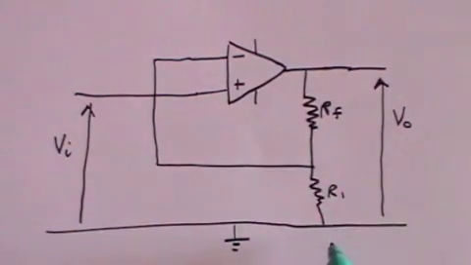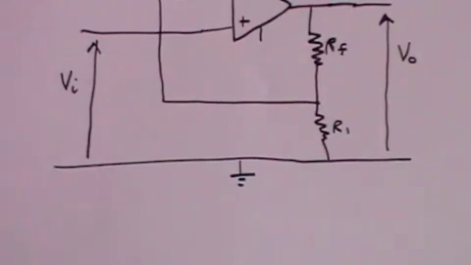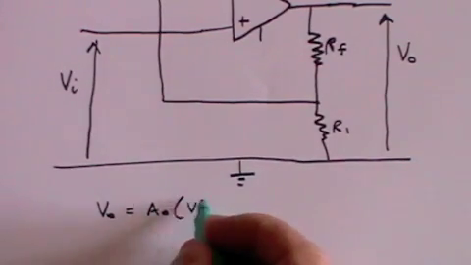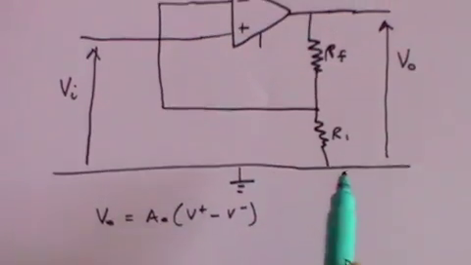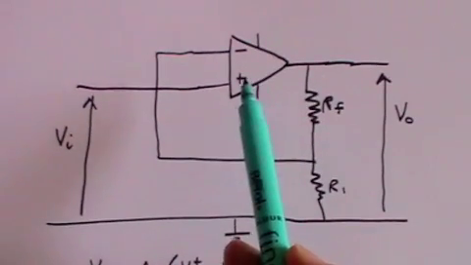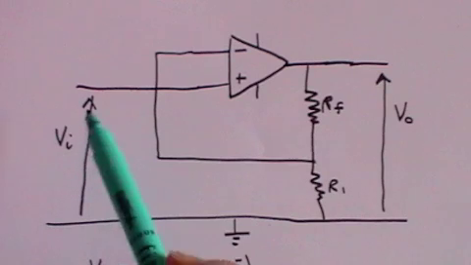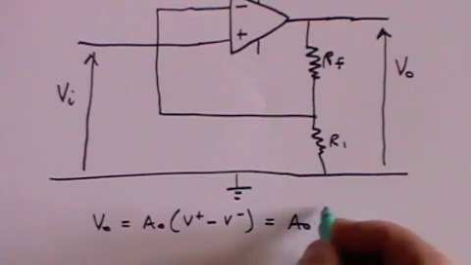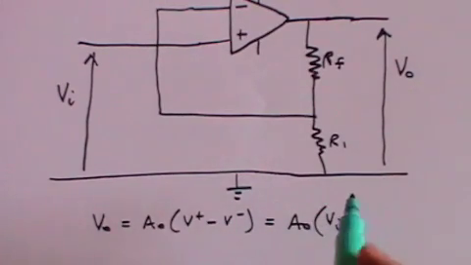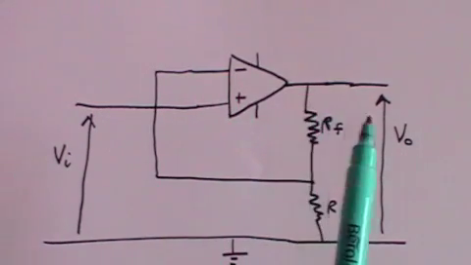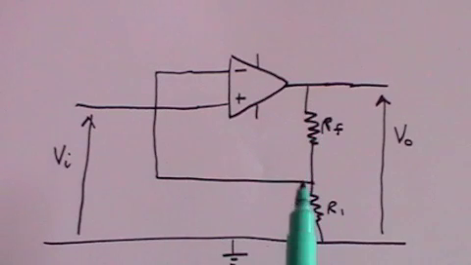V out. And then we know that V out is equal to the amplifier gain times V plus minus V minus. But what is V plus? V plus is simply V in. So that equals A naught into V plus, which is V in, minus V minus. What is V minus? V minus is the output voltage, but it has been put across this potential divider here.